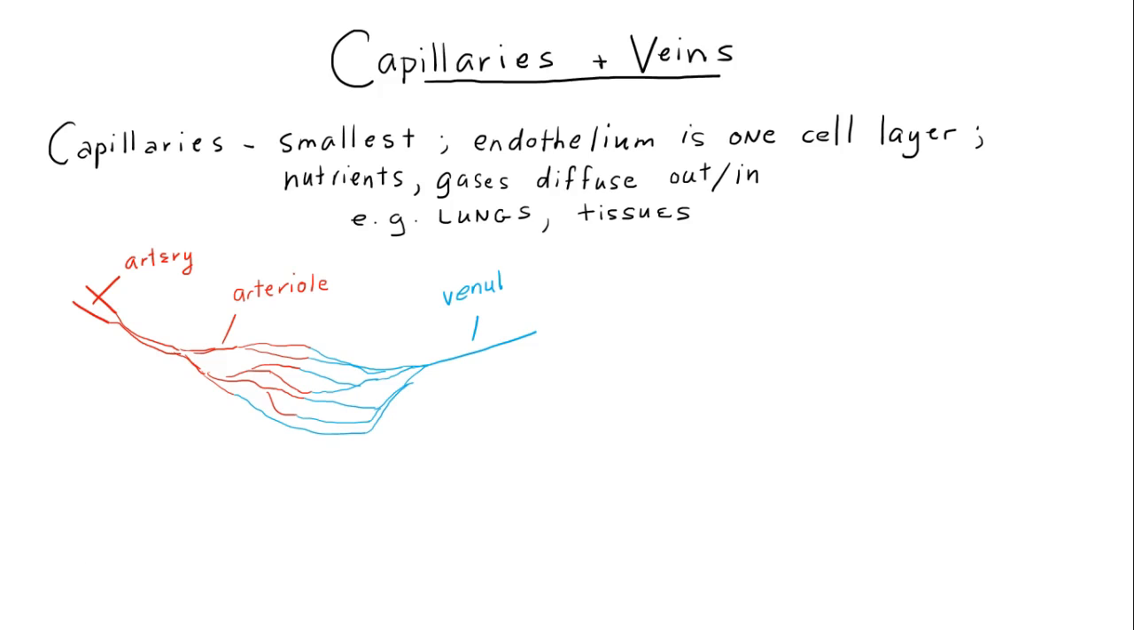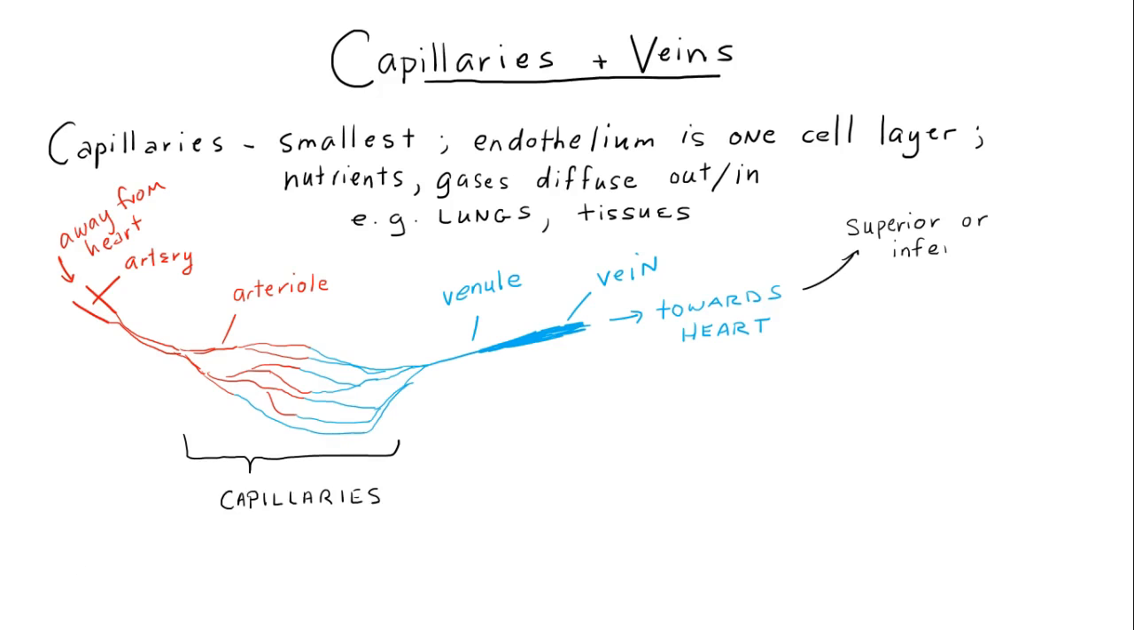And so now we're drawing the blood in blue because the oxygen has left the blood and carbon dioxide has entered the blood. From the capillaries, those blood vessels lead to the venules, which are the small veins that lead to the big veins that go toward the heart through the inferior and superior vena cava.